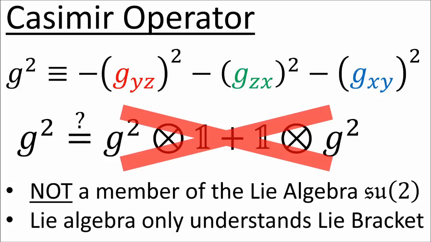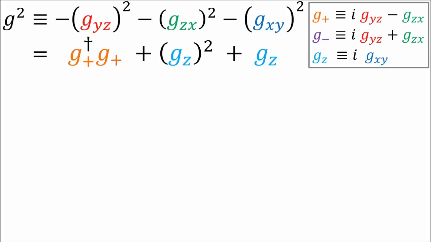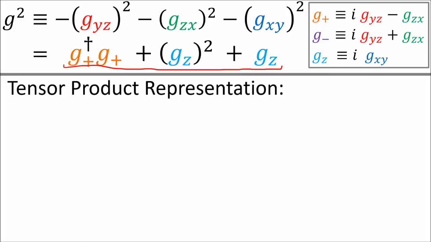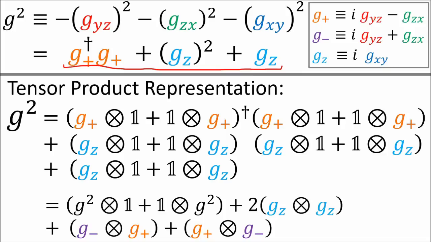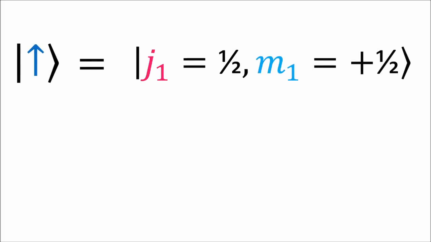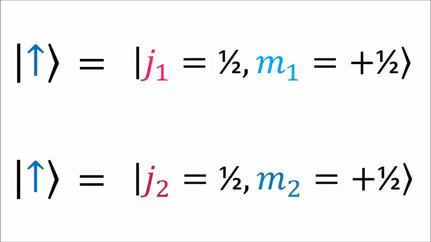To get the correct definition of the Casimir operator in tensor product spaces, we need to take our original formula for the Casimir operator from the last video and replace each operator with the tensor product version. We get the tensor product style formula we're used to with Lie algebras plus some extra parts. We can label our first particle with J1 and M1, and label our second particle with J2 and M2.